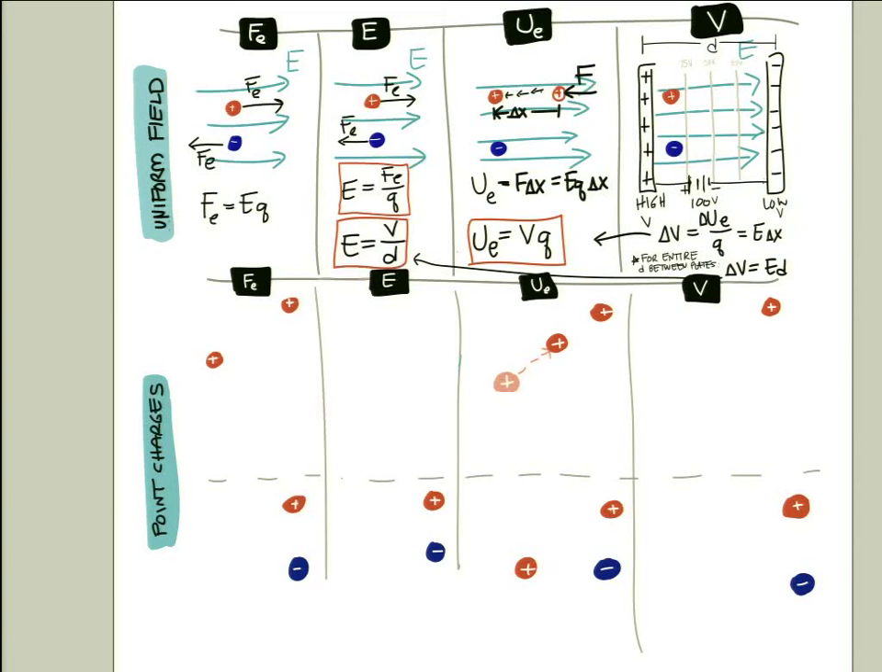That was where we left off. The red boxes show the equations that are given on your equation sheet, and the other relations are ones that you need to know and be able to reason through. Now the relations for force, field, potential energy, and potential are a little different for point charges, and that's what we'll take a look at now.